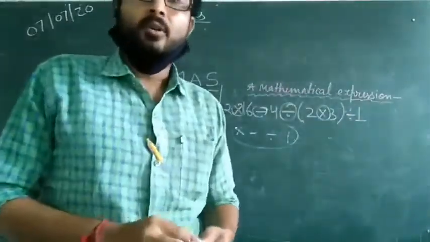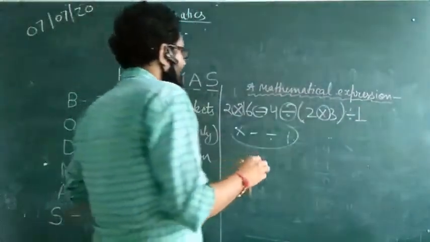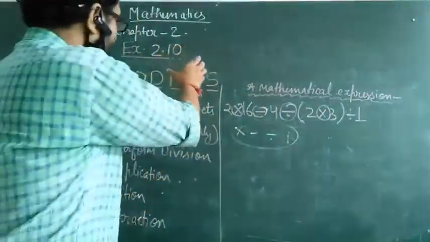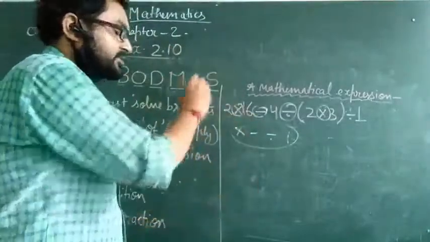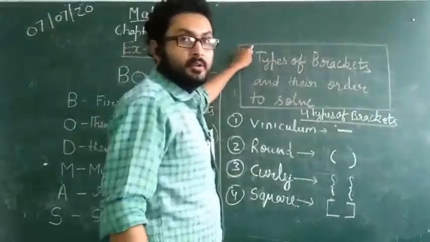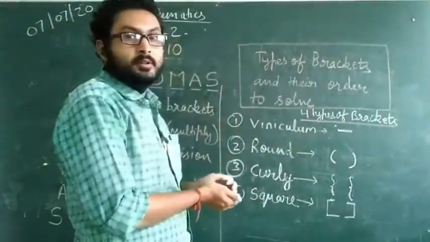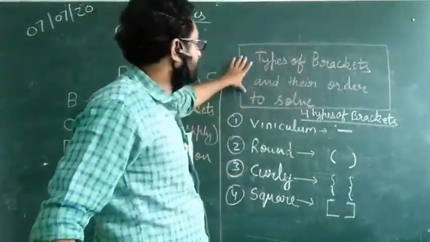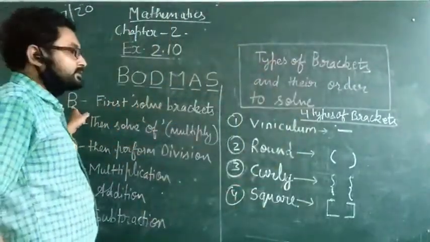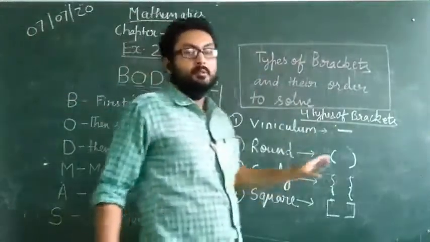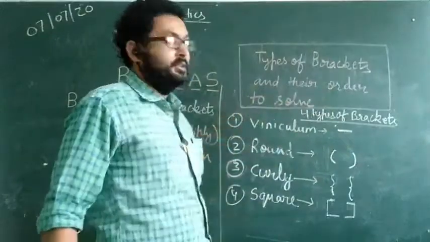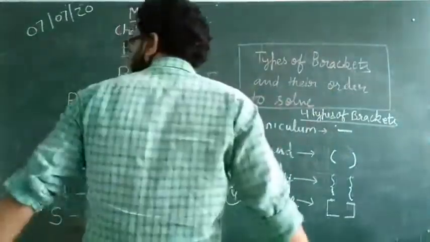Now brackets are mainly of 4 types in a BODMAS expression. So we will look at the types of brackets and their order of solving. In the first operation we have to solve the brackets, but there are types of brackets and an order of solving them. So we will see that.